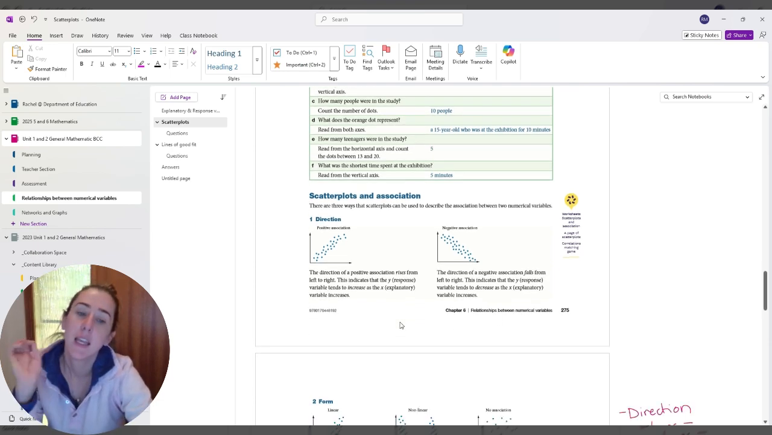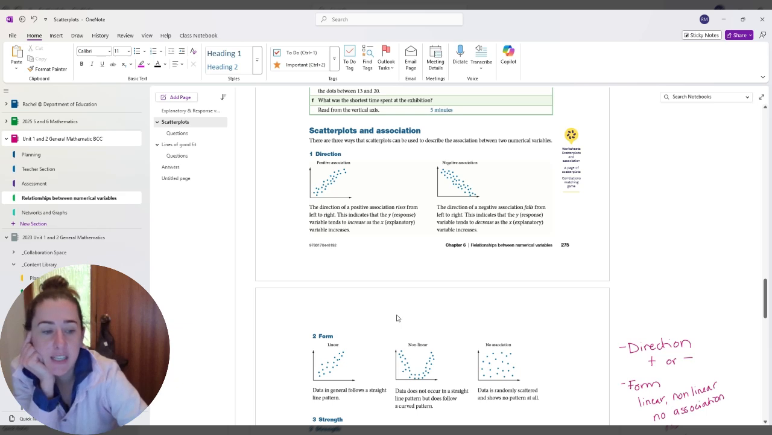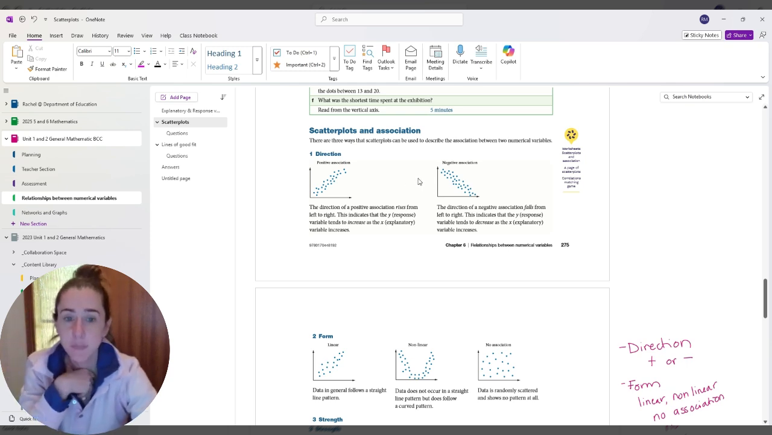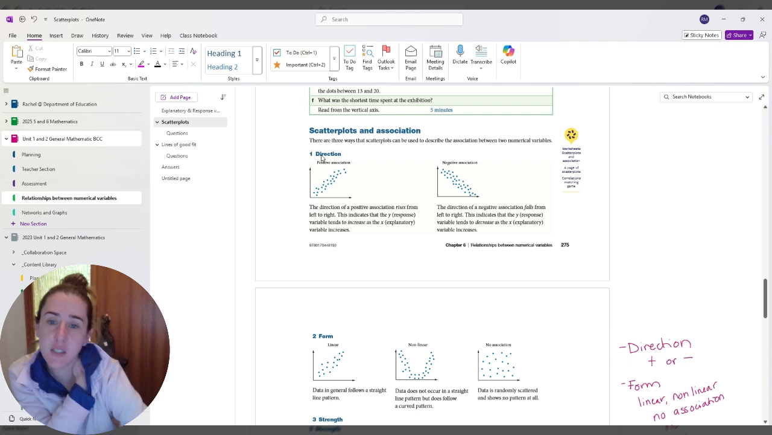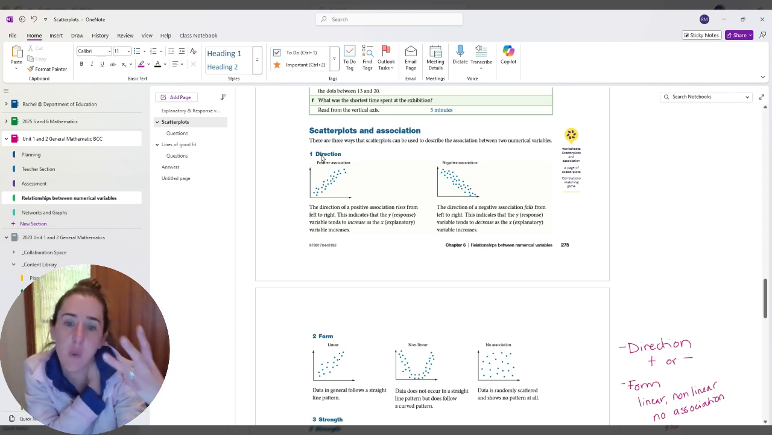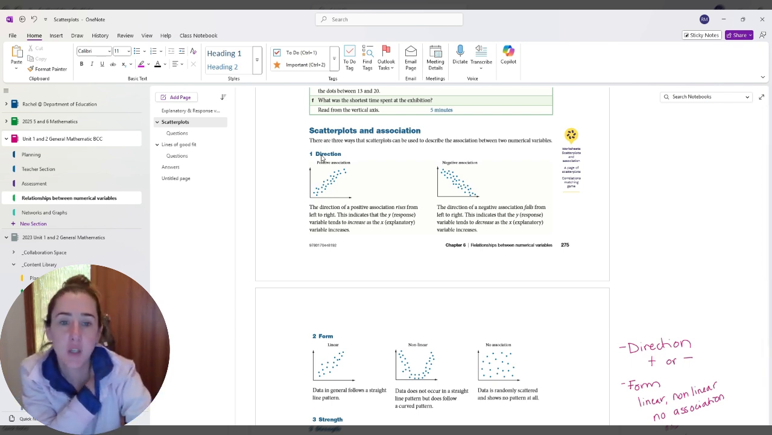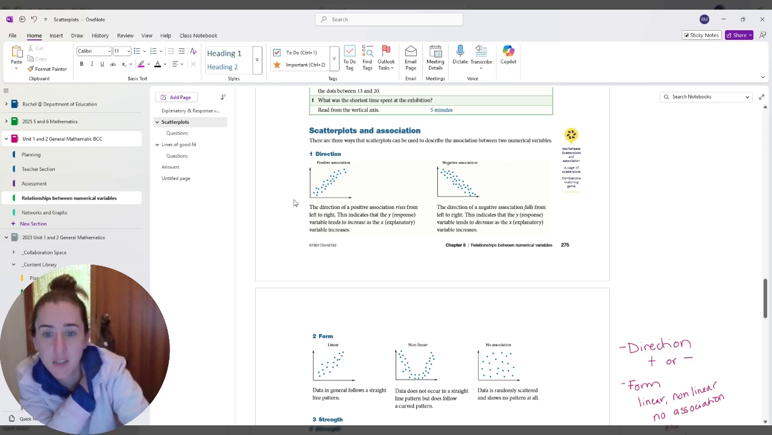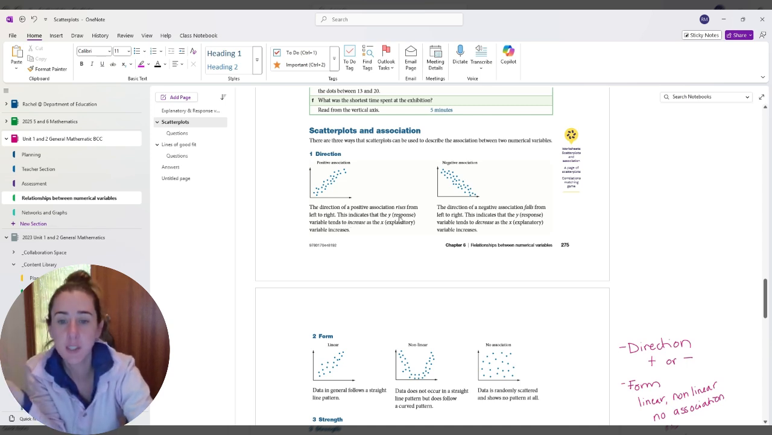All right. Here's where we get into the nitty-gritty, and this is really what forms the basis of lots of your work in Unit 3. So scatterplots and association. There are 3 ways that scatterplots can be used to describe the association between 2 numerical variables. So we can have a positive association, okay, that the response variable tends to increase as the explanatory increases.